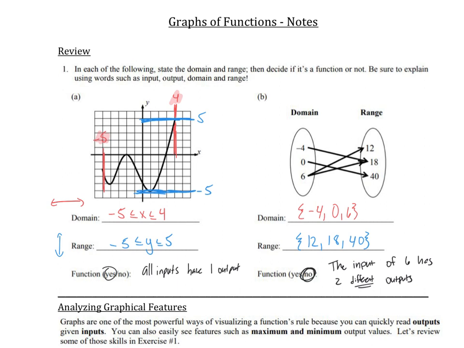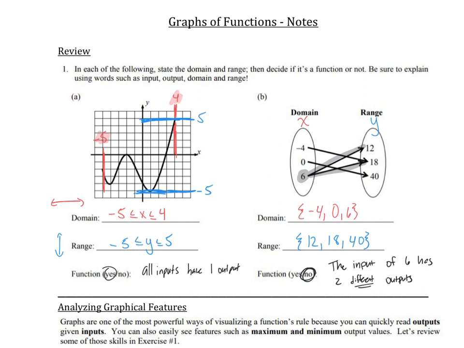Looking at B, B should be a lot easier, right? I already give you the numbers for the domain and range, so you just have to list them out. My domain, remember, is your x values. So these are all the x values. And then my range is my y values here. So my domain would be -4, 0, and 6, and my range would be 12, 18, and 40. For this one, it is not a function. The reason why is because this input of 6 has two different outputs. So that is not a function.